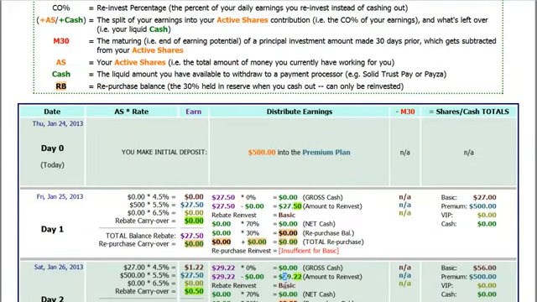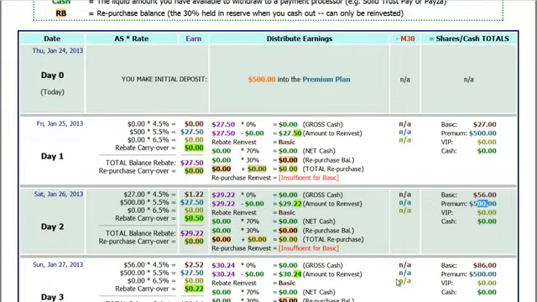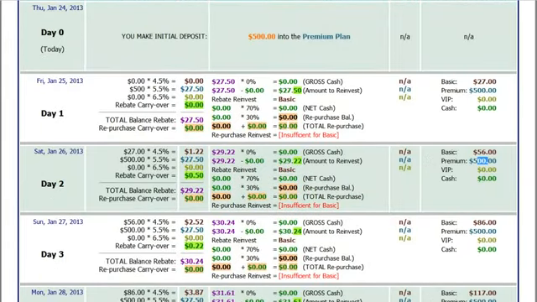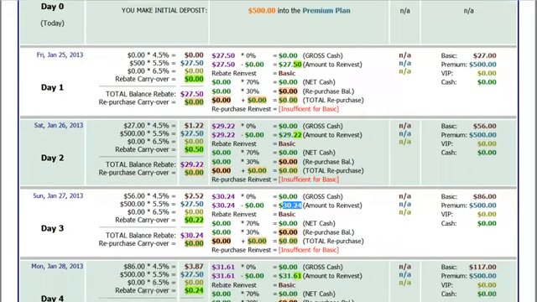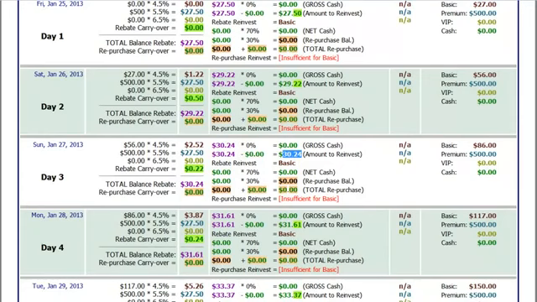We take the $29, we put it into basic. We're not cashing anything out, so there's nothing that really calculated here. And so now our shares of basic have jumped from 27 to 56 because we added 29 more shares. We still have 500 in premium because we haven't added anything new there. So now we can see, as we kind of fast forward through the days, we see that our basic account continues to grow very nicely because we're taking our earnings and reinvesting them, right? We're reinvesting them at a fixed rate of return based on which plan we're in.